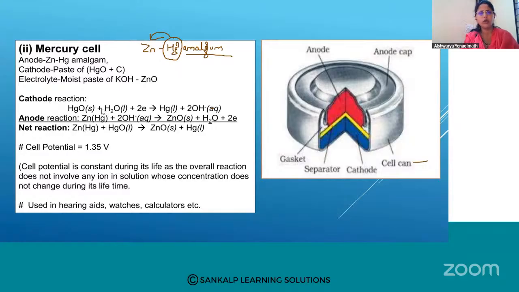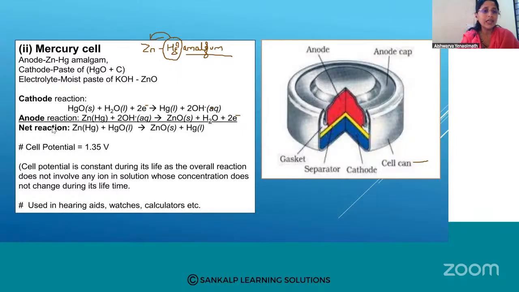Cathode reduction, quite obvious, gain of 2 electrons. So HgO in aqueous medium, H2O, it will take 2 electrons and forms Hg. This tells you the oxidation state of mercury. That is, and plus 2OH minus comes out. Fine. Anodic reaction, if you see, anode ಅಲ್ಲಿ ಏನಿದೆ, you have taken zinc amalgam. So Zn amalgam reacts with 2OH minus. Anode ಅಂತಂದ್ರೆ oxidation. Zinc will lose its 2 electrons. Then it will combine with oxygen and form zinc oxide plus H2O.